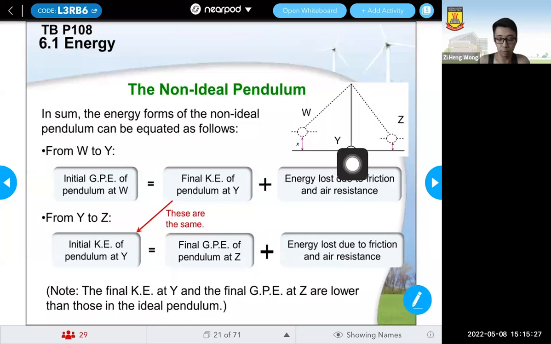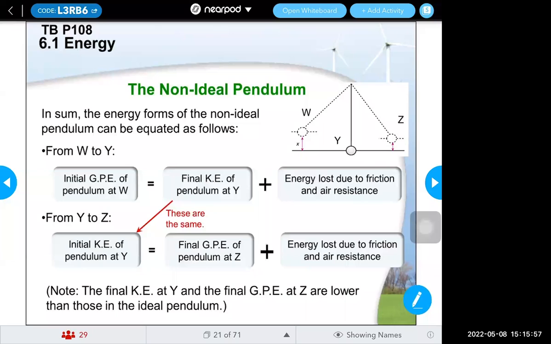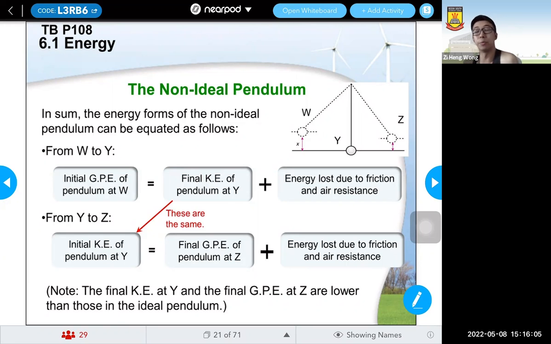Then from here to Z, this will be even lower than X, because there's not enough energy to bring it all the way to the same height. So the initial KE here will be equal to the final GPE here, and of course, there will also be some energy lost. Throughout the whole process, there'll be energy lost, and you will just keep getting lower and lower until it eventually comes to a stop. So far, can you follow? Yes, so it means the non-ideal pendulum will never go back to the original position. Correct, because energy is lost along the way.